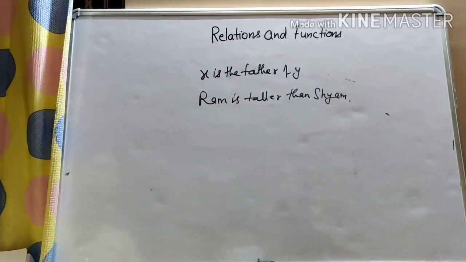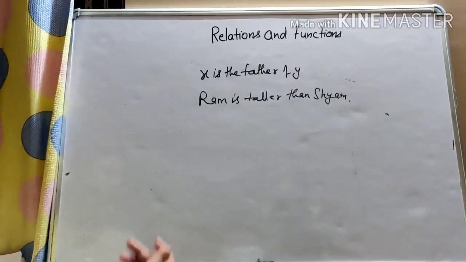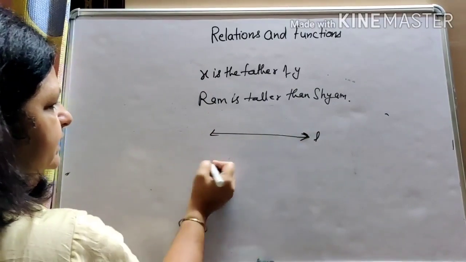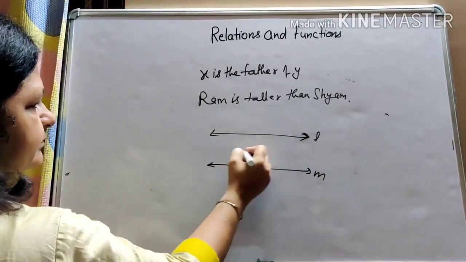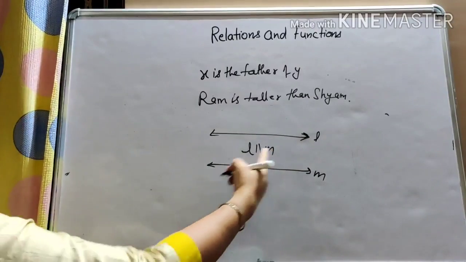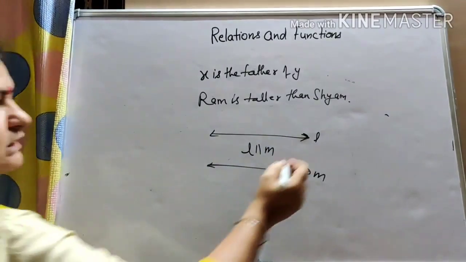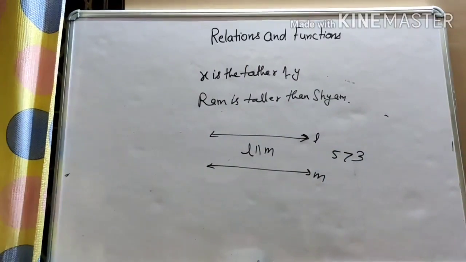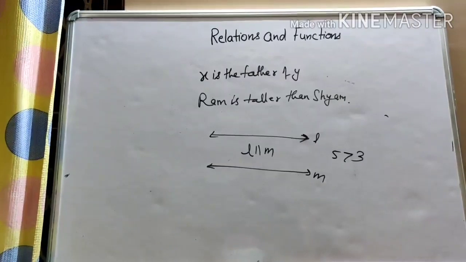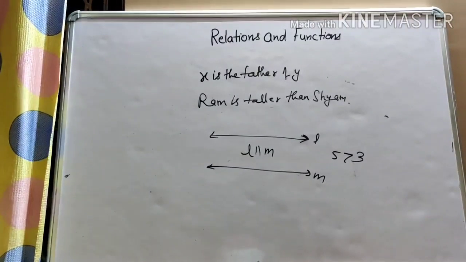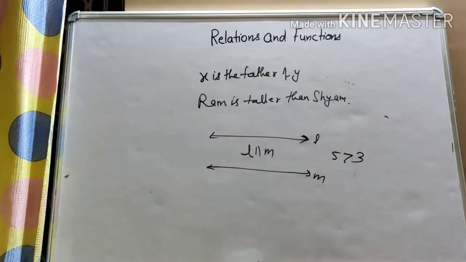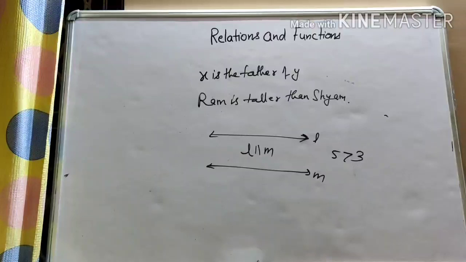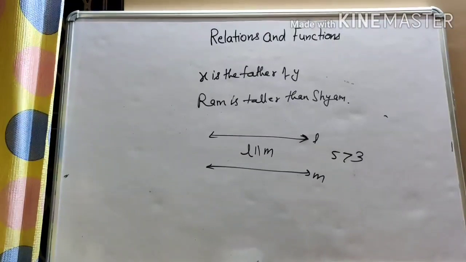Similarly, in mathematics, we also come across many relations like this: line L is parallel to line M. This is the relation between these two lines. If I say 5 is greater than 3, this is the relation between two numbers. So in this chapter, we shall learn how to link pairs of objects from two sets and then introduce a relation between the two objects in a pair.